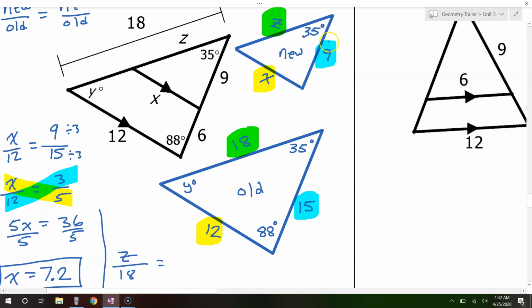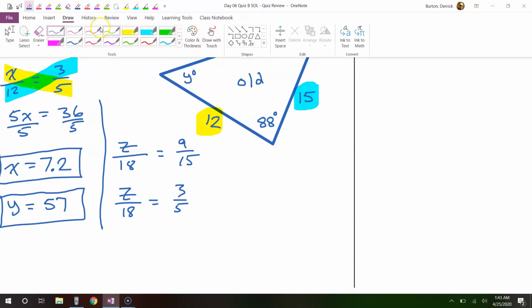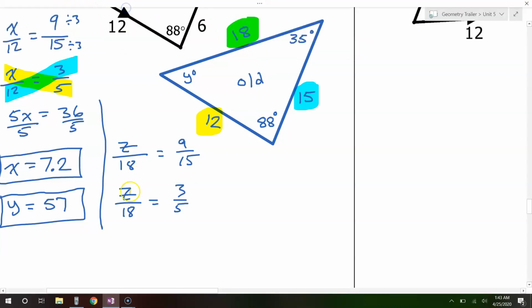And again, we're going to use the blues for the other side. We're going to use that 9 over 15. All right, new over old. Remember that reduces down to 3/5. So I'm going to have z over 18 is equal to 3/5. And then I'm just going to cross multiply just like before.